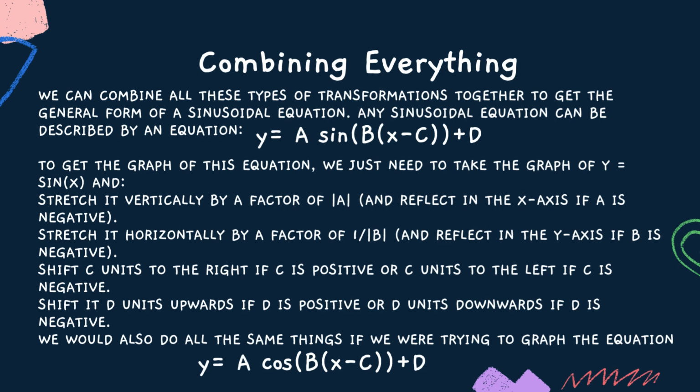Stretch it horizontally by a factor of 1 by b and reflect in the y-axis if b is negative. Shift c units to the right if c is positive or c units to the left if c is negative. Shift it d units upwards if d is positive or d units downwards if d is negative. We would also do all the same things if we were trying to graph the equation y equals a cos b of x minus c plus d.